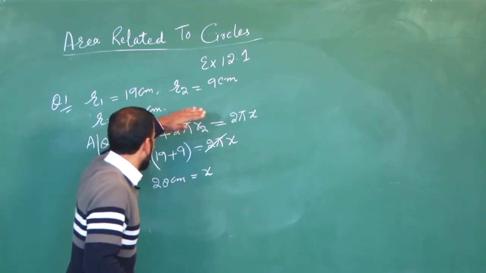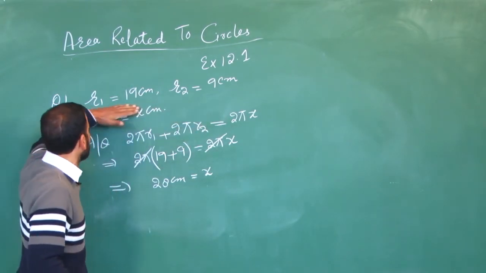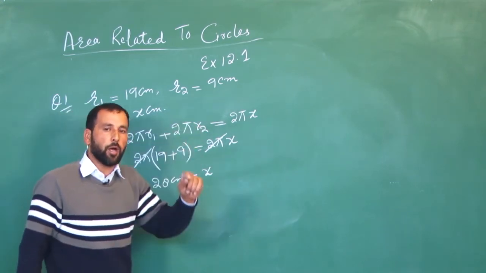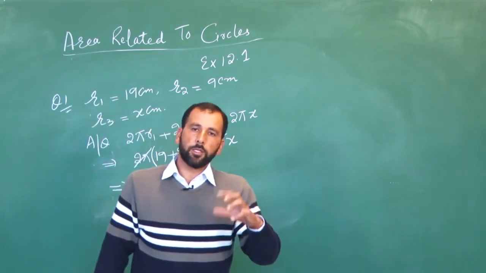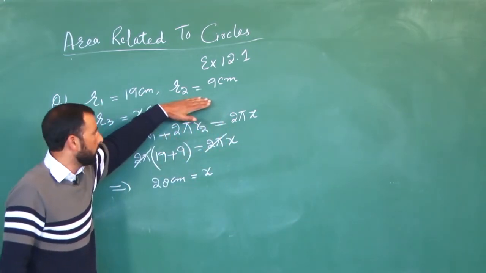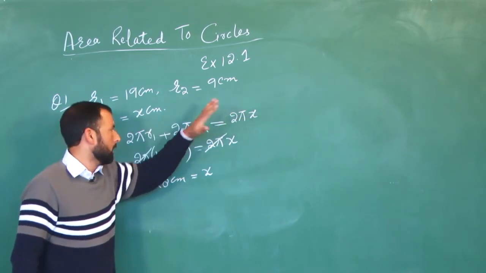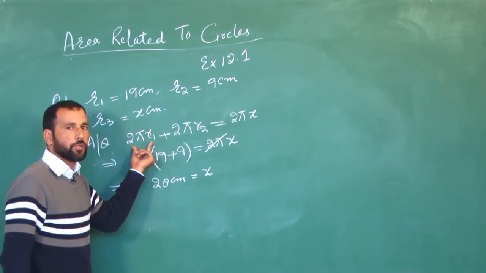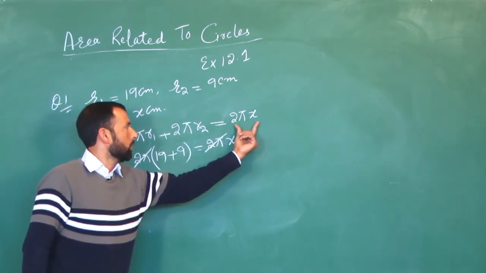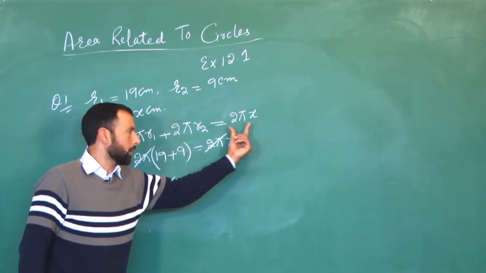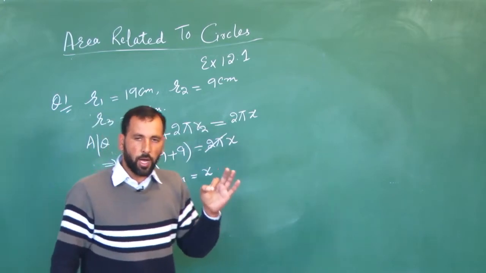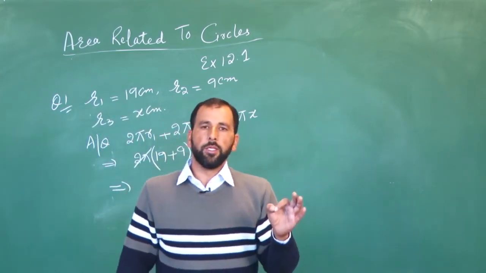Now let us recapitulate this question once again. R1 is given 19, R2 is given 9. We have to find out the radius of the third circle. The question was that the sum of the circumferences of the given two circles is equal to the circumference of the third circle. So 2 pi R1 is the circumference of the first circle, 2 pi R2 is the circumference of the second circle, equal to 2 pi R, the circumference of the third circle. Here we get x equals 28. So the radius of the other circle equals 28 centimeter.